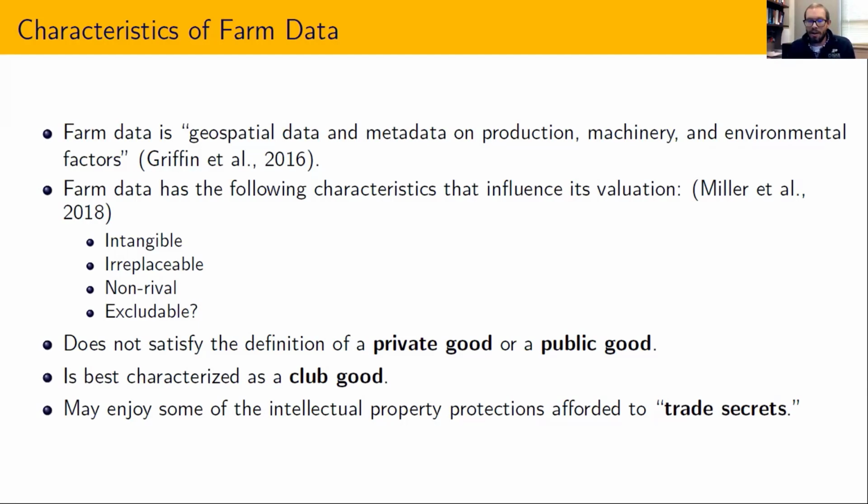So if you're dutifully collecting yield monitor data and you keep it recorded somewhere, like on a zip drive or on your hard drive or something, and that crashes and you lose it, you can't get it back, right? It's irreplaceable. So that will naturally influence how we think about it in terms of its worth.